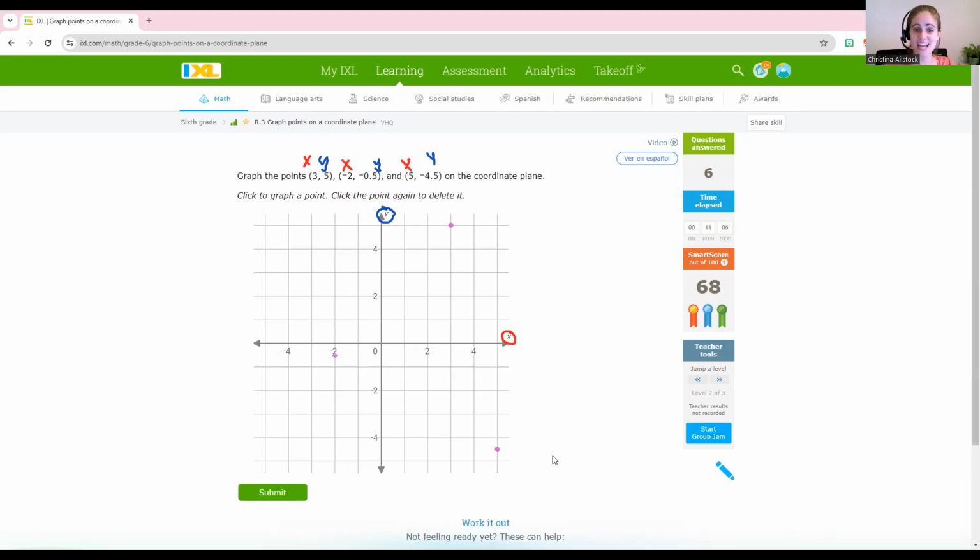All right, it is now your turn to try it. Don't worry about those decimals. They're all going to be half values. And if they weren't, then you would just kind of have to estimate, but you are able to go midway between those boxes.